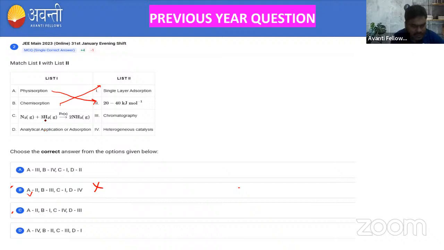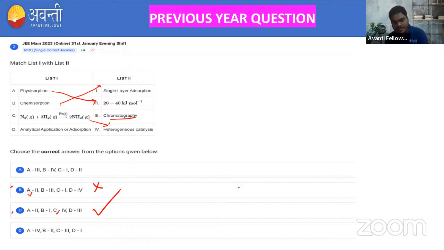See, देखो, this is an example of heterogeneous catalyst. Why heterogeneous, beta? Because all the reactant and product are in gaseous form, but the catalyst is in a solid form. So these are the example of a heterogeneous catalyst. So C is equivalent to 4, ठीक है? And D is equal to third, that is analytical application of adsorption is chromatography. So option C is correct, not option B. Got it? Why option C is correct, not B?